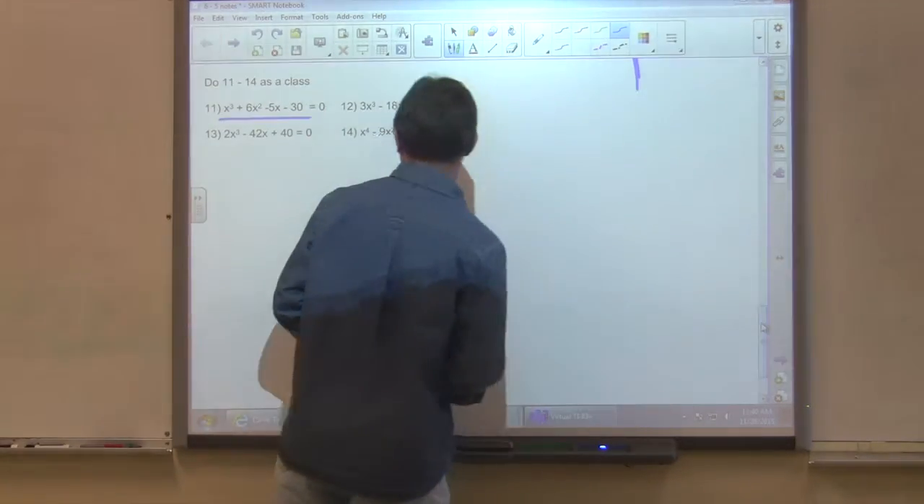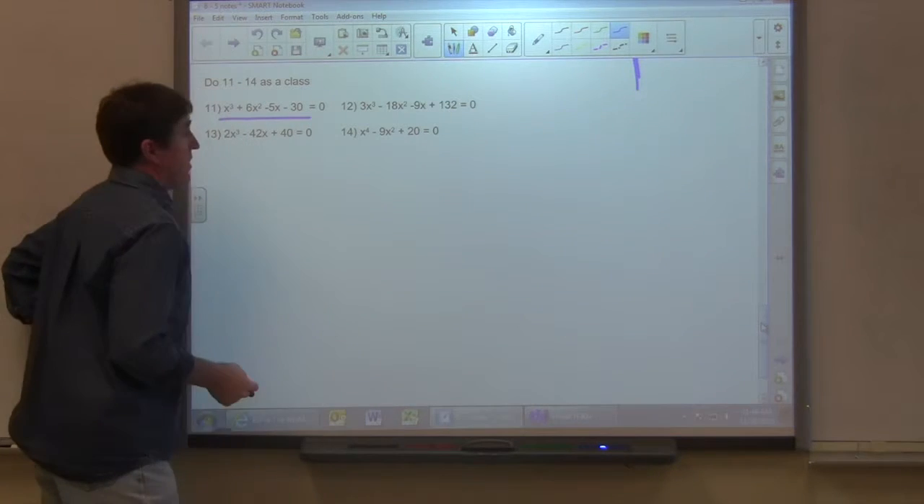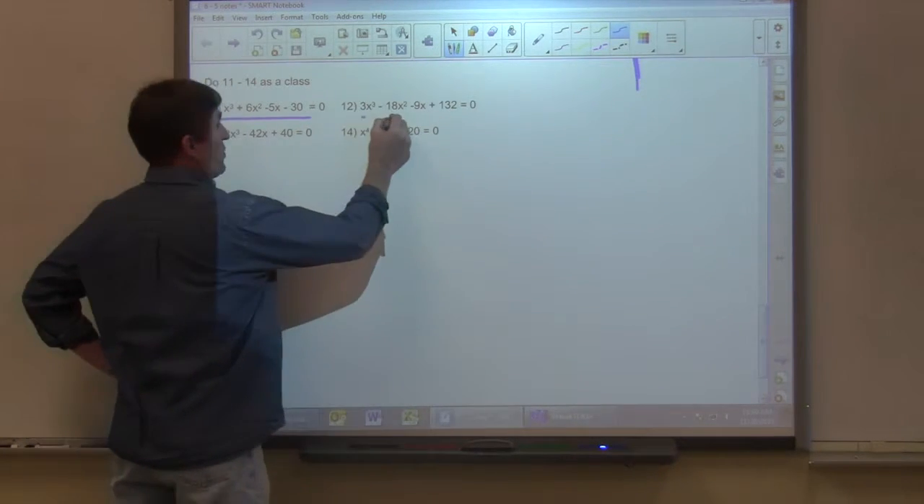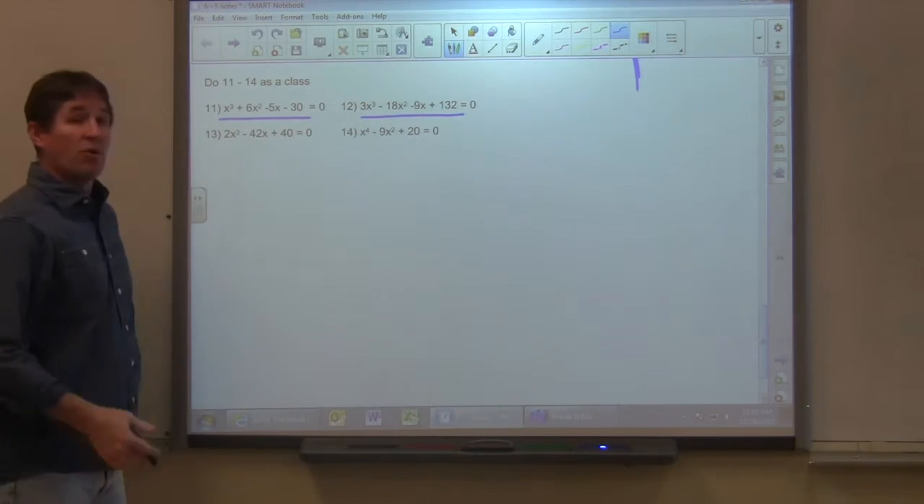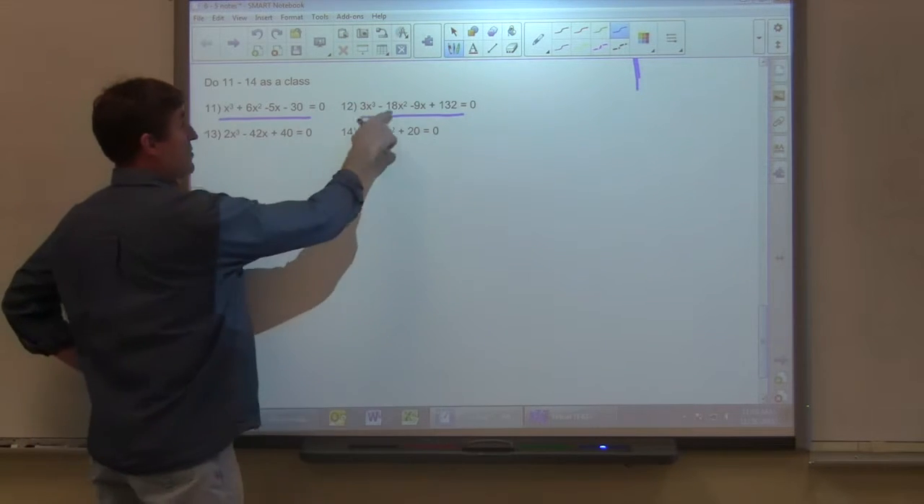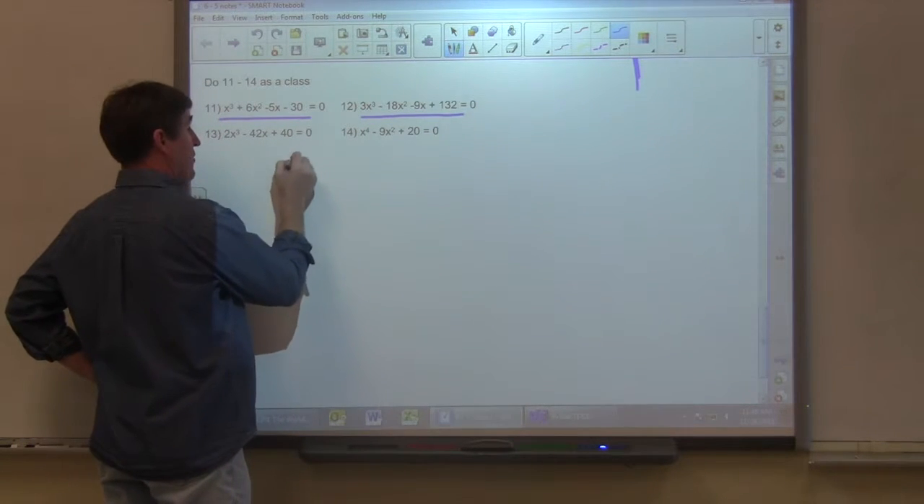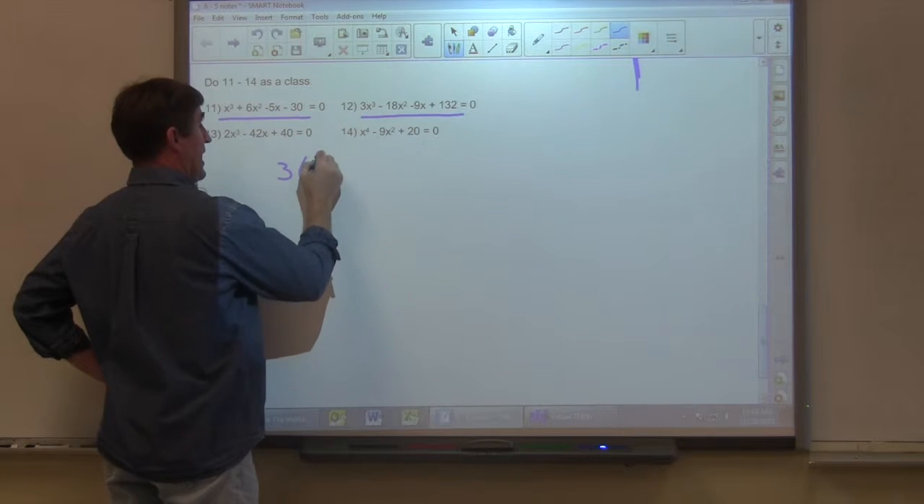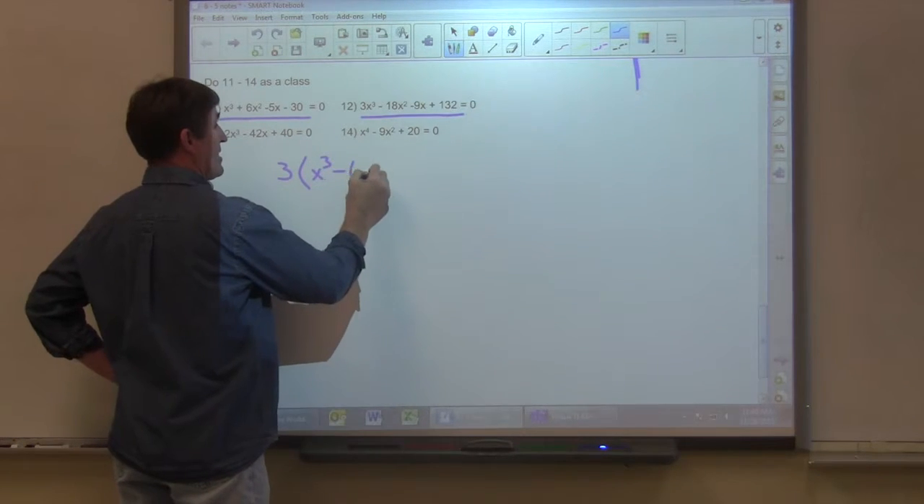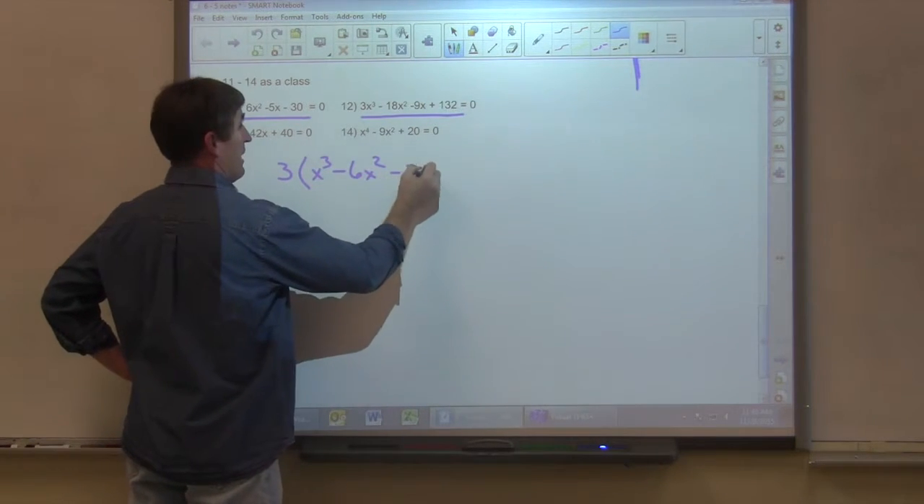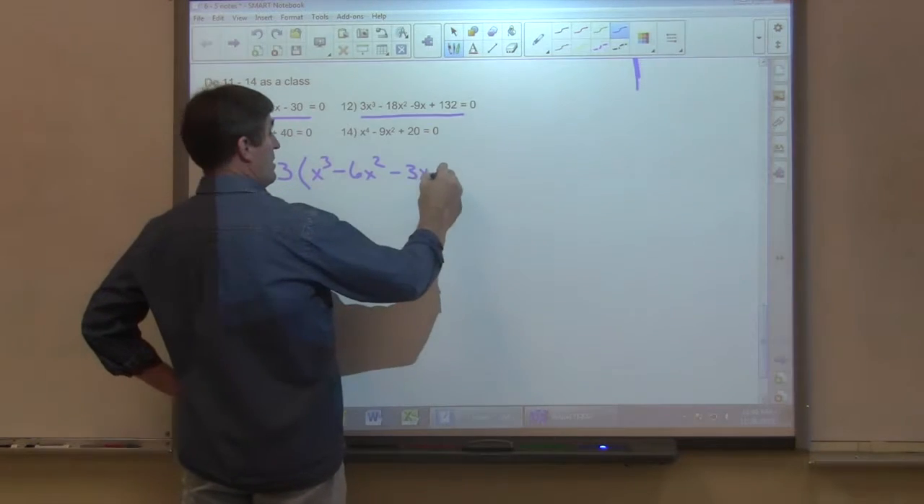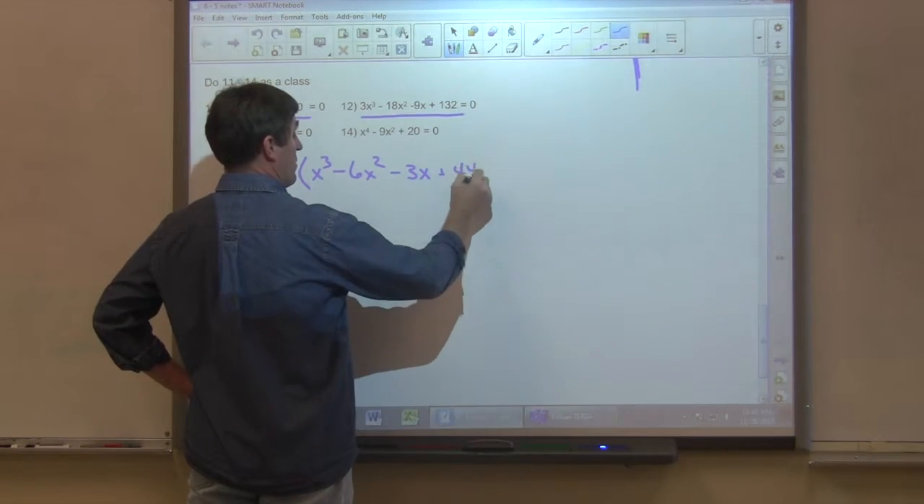So that was number 11. We'll do number 12. So when I do this one, again, the first thing I should always check for is greatest common factor. In this case, 3 goes into all of those. So I can pull a 3 out, and I get x cubed minus 6x squared minus 3x plus 44.